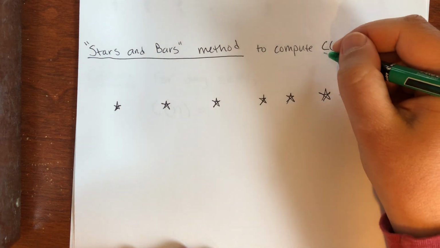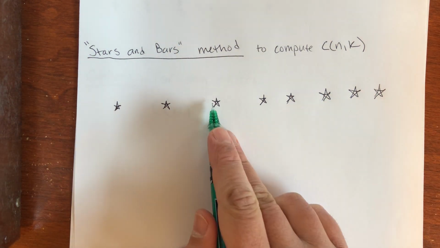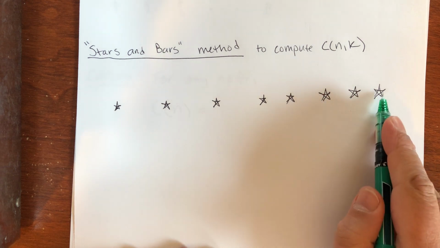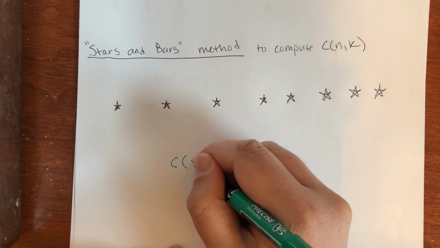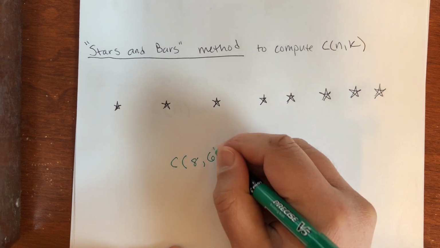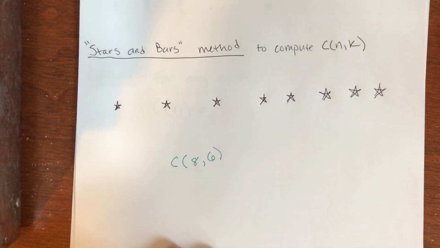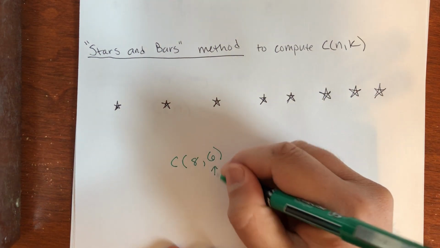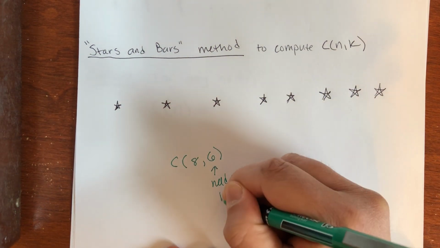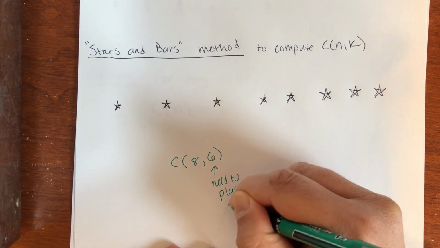So let's do this for a specific n and k. I've already drawn 1, 2, 3, 4, 5, 6, 7, 8 stars. And let's say I wanted to count the number of compositions of 8 into 6 pieces. If I want to divide these into 6 groups, I'm going to have to place exactly 5 dividers.